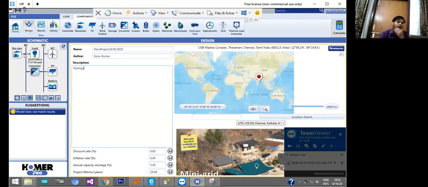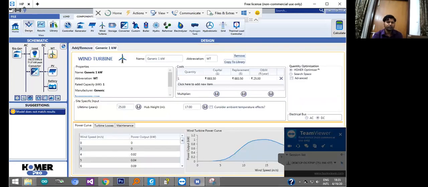So then how to put the cost? If you go for wind, for example, then here you can see the wind cost. What will be the capital cost, what will be the replacement cost? This you can find out from the market, and then you can change it here.